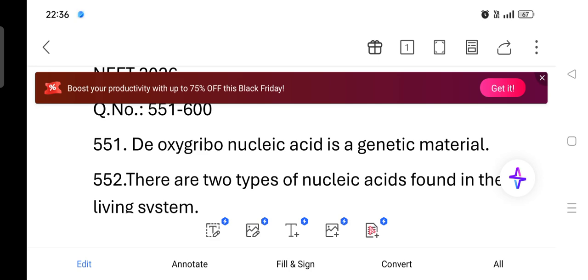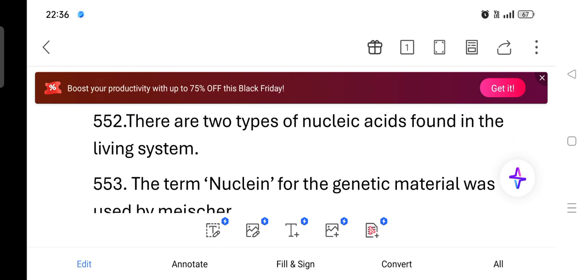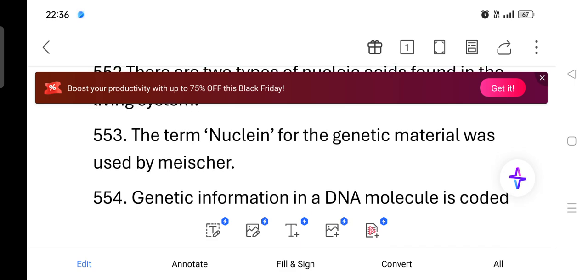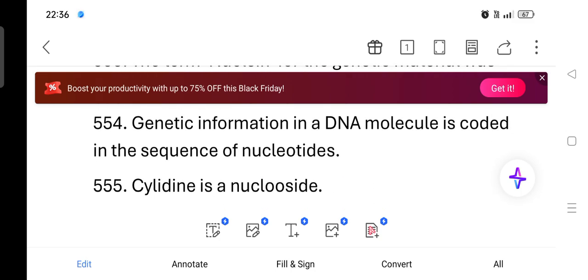Deoxyribonucleic acid is a genetic material. There are two types of nucleic acid found in the living system. The nucleic acid is the genetic material used by messenger. Genetic information in a DNA molecule is coded in the sequence of nucleotides.